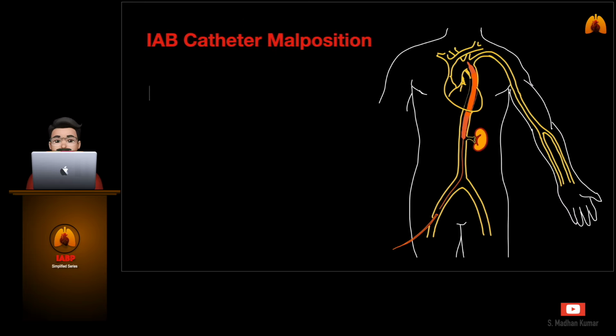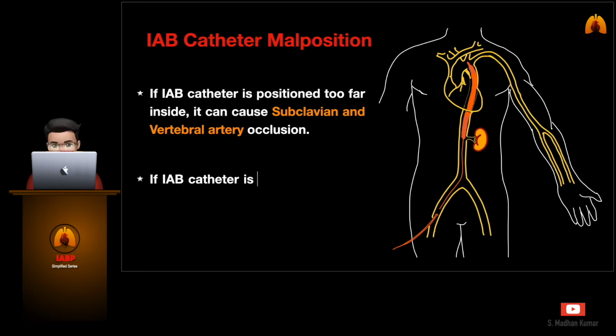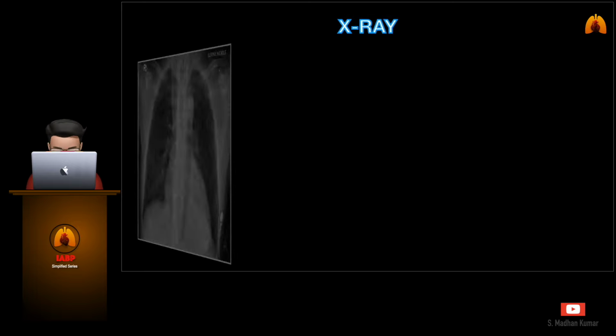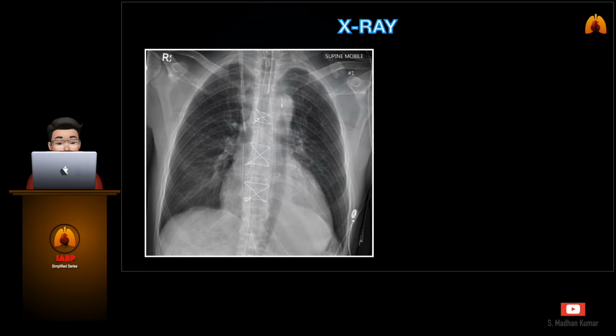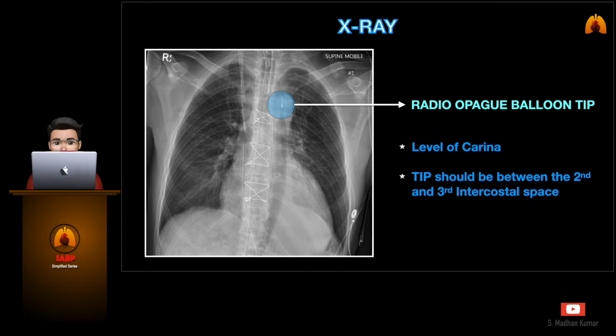If the IABP catheter is malpositioned, that is, positioned too far inside, it can cause subclavian and vertebral artery occlusion. If the IABP catheter is not positioned far enough, it can cause mesenteric and renal artery occlusion. The correct positioning can be confirmed through an X-ray since the balloon tip is made up of radio-opaque material. As you can see, on a daily chest X-ray, the tip should be visible between the second and third intercostal space at the level of the carina.